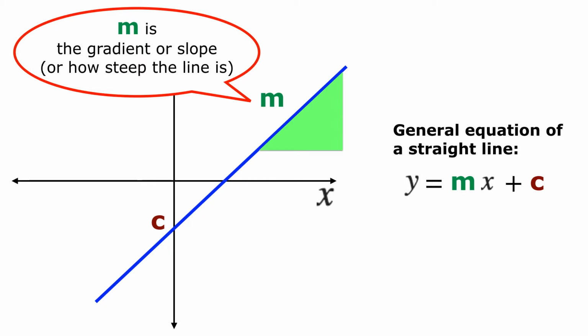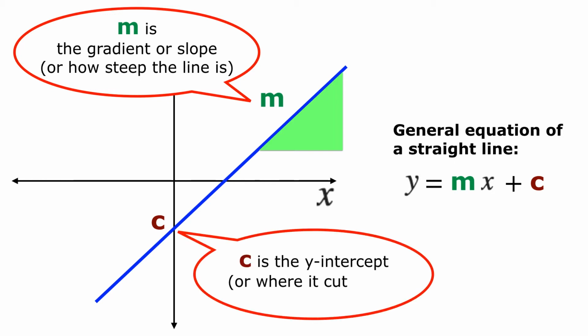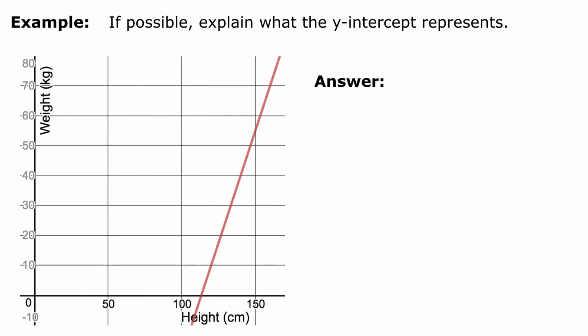So if it's a very steep line, the gradient is going to be a bigger number. If it's a shallower line, the gradient is going to be a smaller number. And it can also be positive or negative depending on what kind of trend we've got. Now c is where our y intercepts, and that's where it cuts through our y-axis.